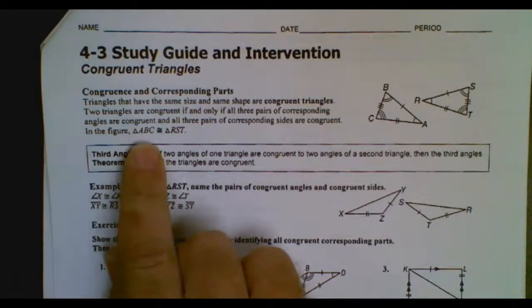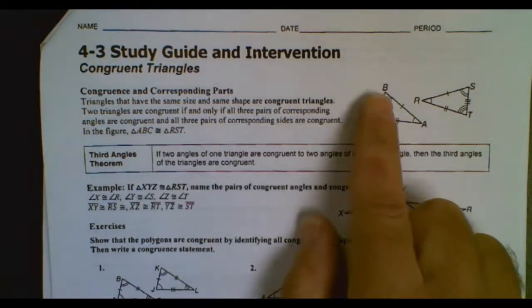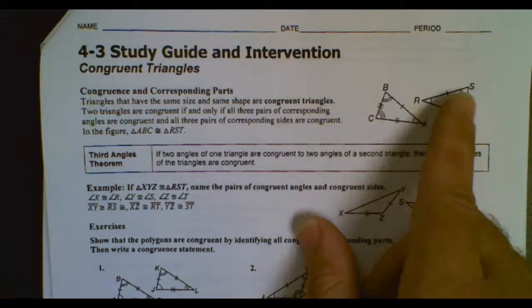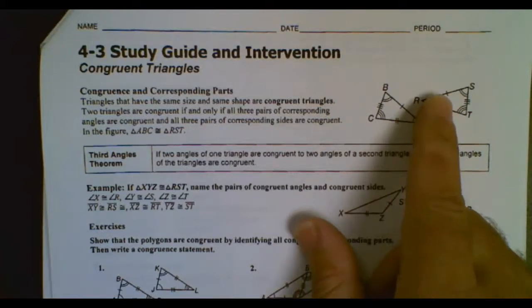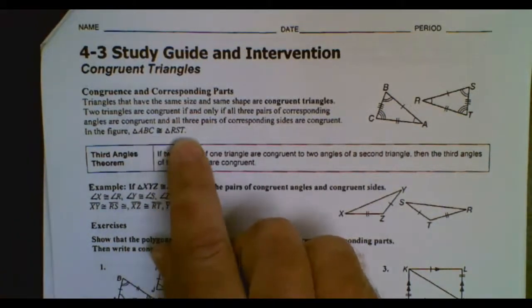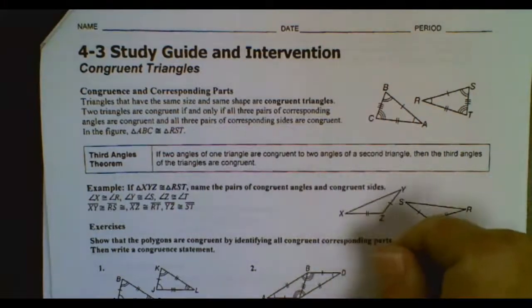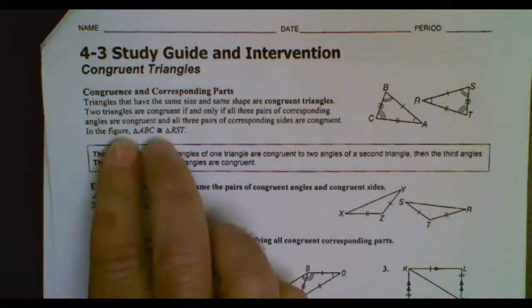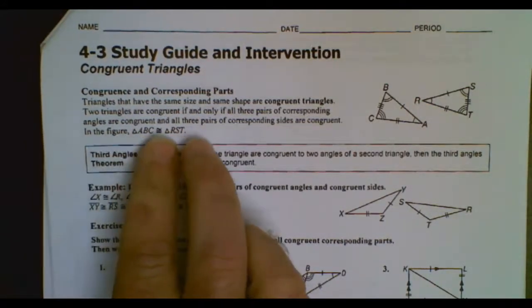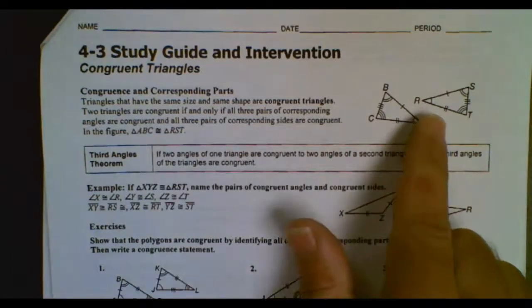The sides are also matching up. Side AB goes with side RS. If I look at AB, it has the single mark, and RS has the single mark for that side, so this side is congruent to this side. BC is congruent to ST. Here's BC, it has the triple mark. Here's ST, it has the triple mark. And then the last one, the bookends: AC and RT go together. AC has the double mark, RT has the double mark.